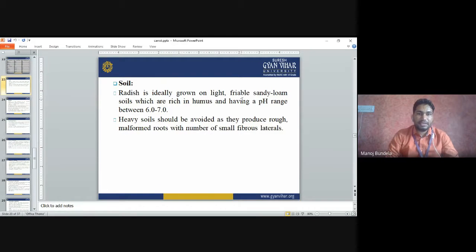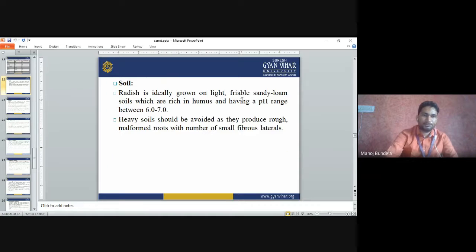Soil. Radish is ideally grown in light, friable, sandy loamy soil, because roots will develop more in sandy loamy soil. Rich in humus and having a pH of 6.6 to 7. Heavy soils should be avoided as they produce rough, malformed roots with a number of small fibrous laterals. So normally we will not grow in heavy soils because the quality of the roots will be reduced.